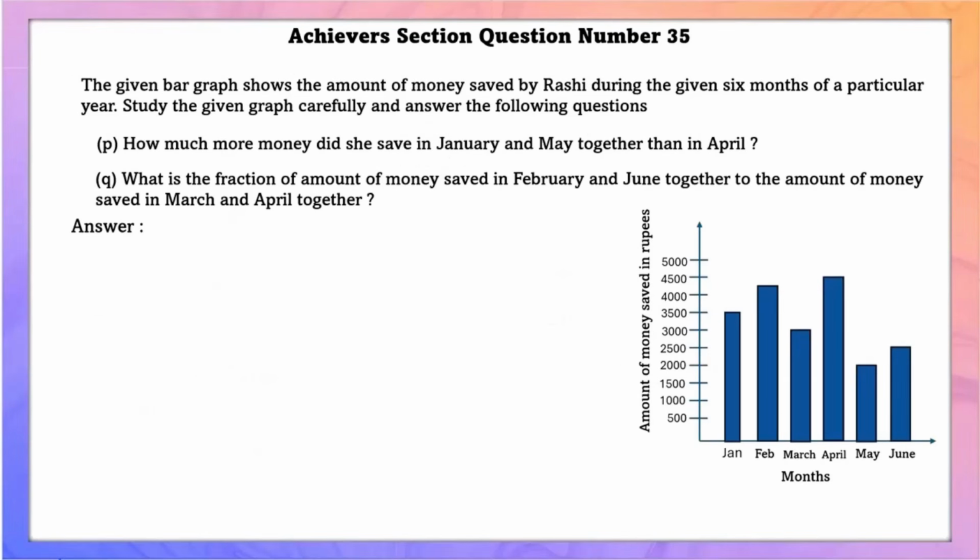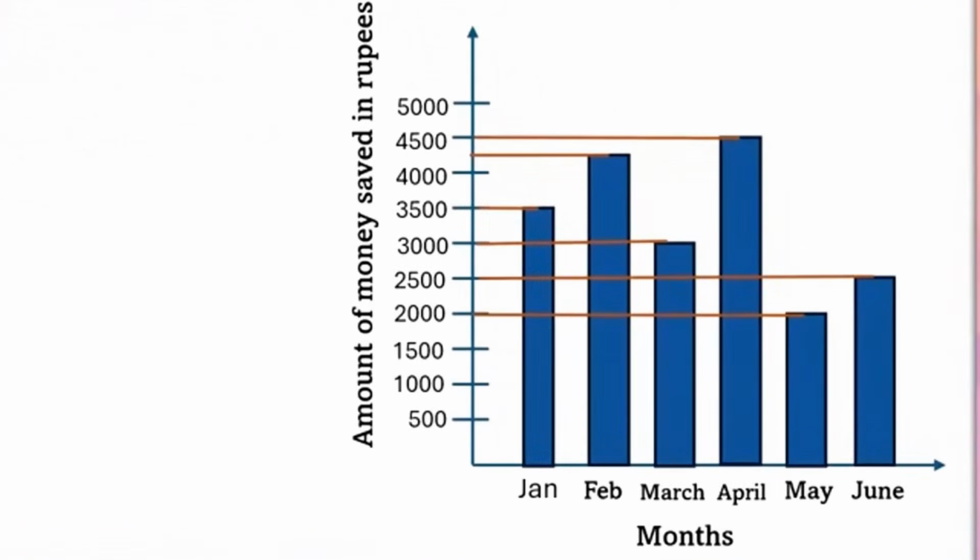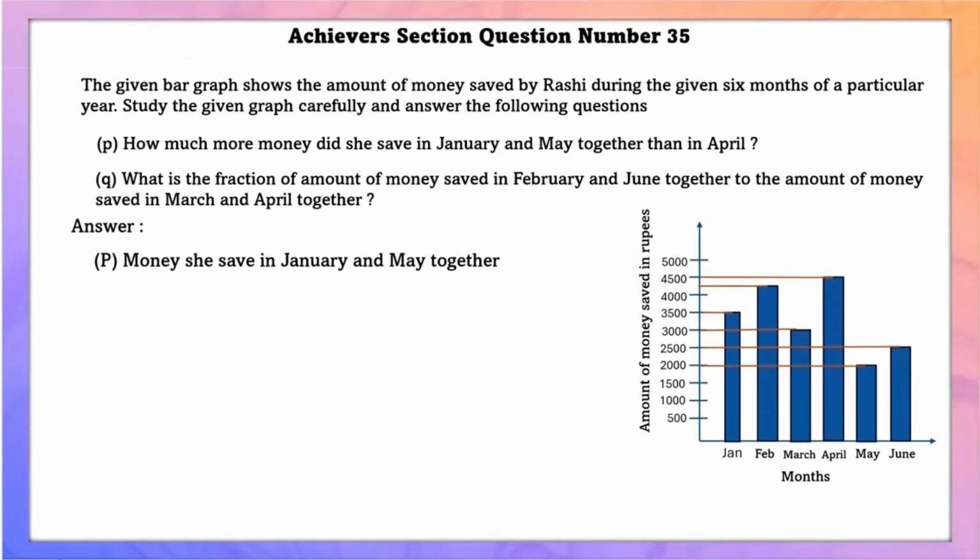Achiever section question number 35. The given bar graph shows the amount of money saved by Rashi during the given six months of a particular year. Study the given graph carefully and answer the following questions. How much more money did she save in January and May together than in April? And what is the fraction of amount of money saved in February and June together to the amount of money saved in March and April together? First, let us find the amounts for all the 6 months given in the graph. Now let us move on to the question.